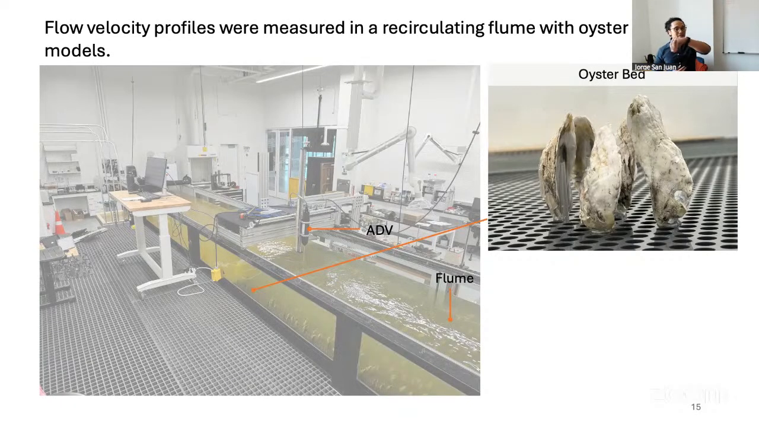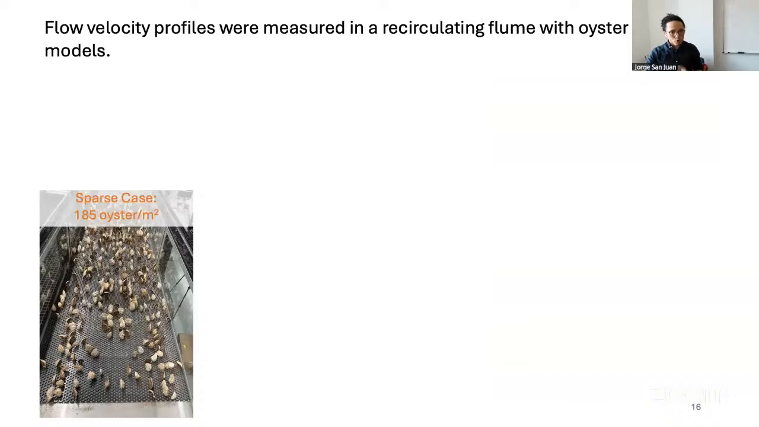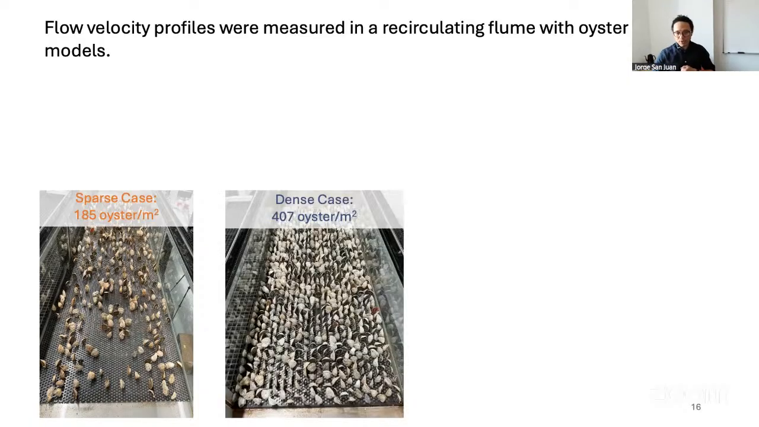The oysters can be placed in a random distribution in the flume, and he can also randomly set the orientation around the axis of the aluminum rod. Velocity profiles were taken for two conditions. The first was the sparse case, when we have 100 oysters per square meter, and the dense condition with 400, roughly twice as many as the sparse condition.